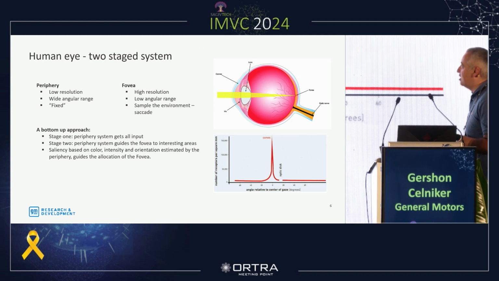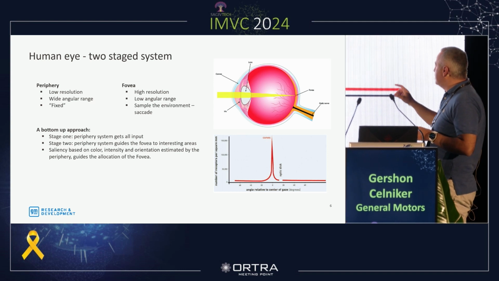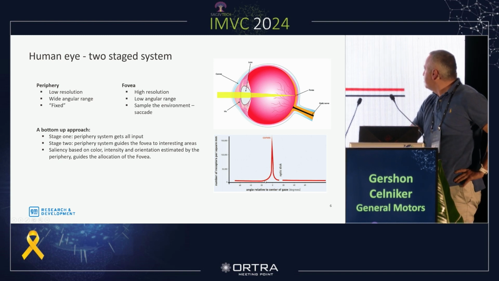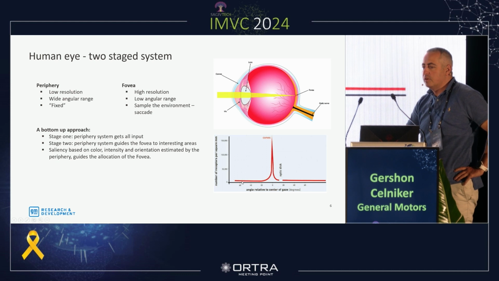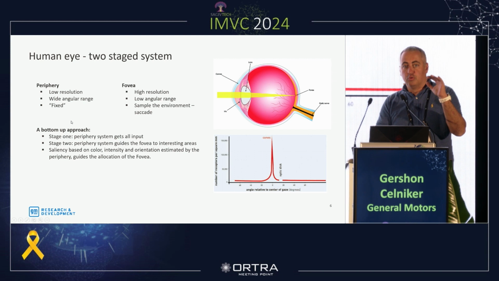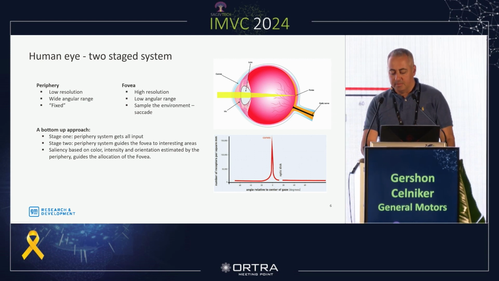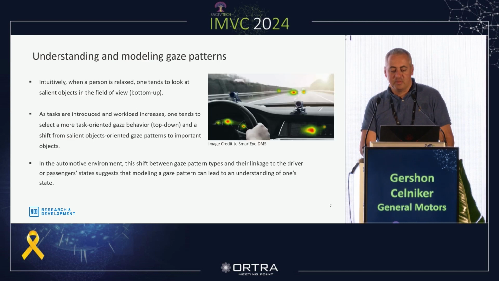Okay, so a little bit about the human eye. We have the peripheral system and we have the fovea. Here you can see with my mouse that the receptors are very, very focused. 99% of them are here in the fovea area, and the periphery has very, very low density per square millimeter. The periphery is low resolution, and it guides the fovea to the important part. So the movement between the two stages is very important for us.